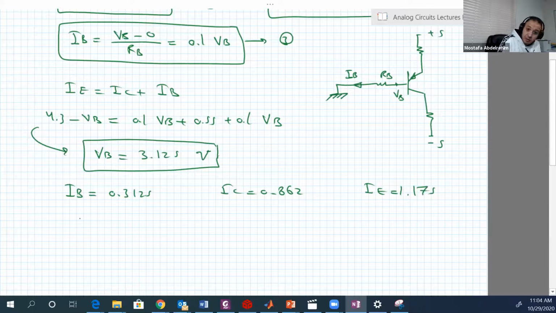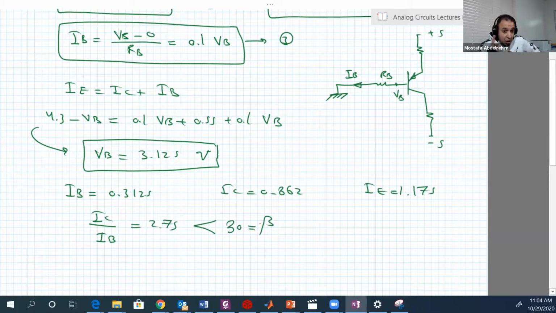Okay, now let's check its saturation region. That means that IC over IB should be less than beta, which is 30. IC over IB here is equal to 2.75. This is absolutely less than 30, which is beta.